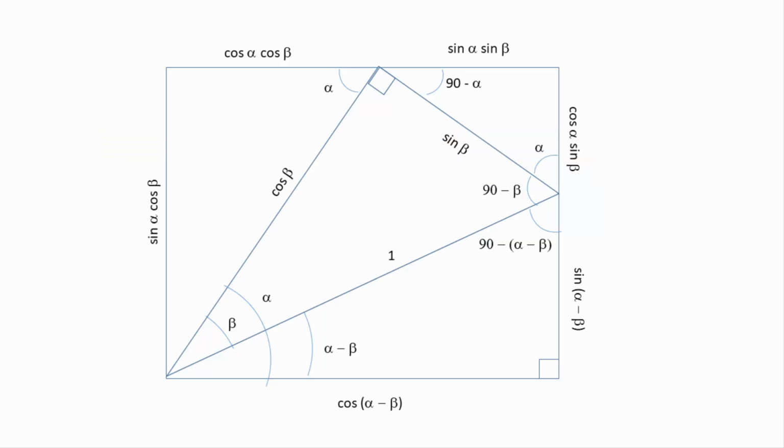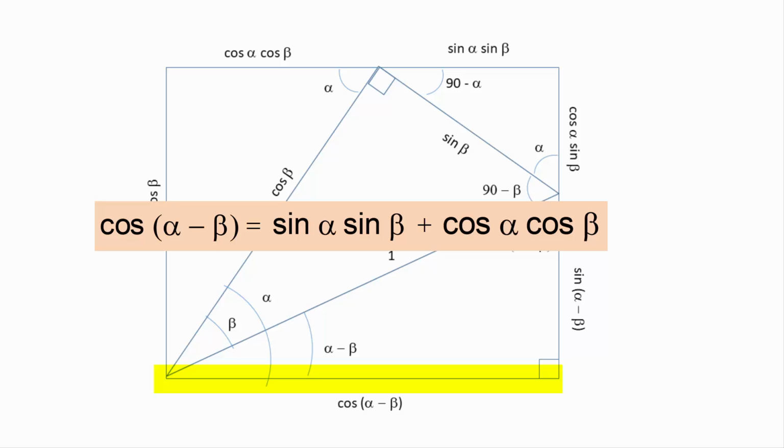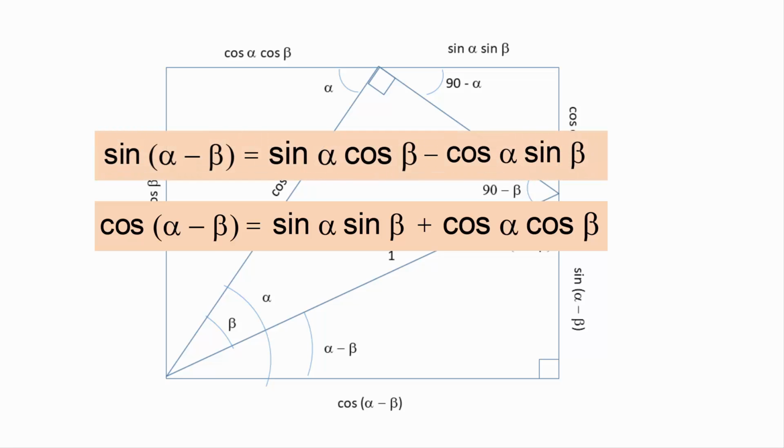And we can do the same thing for the upper and lower sides. And here we see that cos of alpha minus beta is the same as sine alpha sine beta plus cos alpha cos beta. And those are our two subtractive angle identities for sine and cosine.